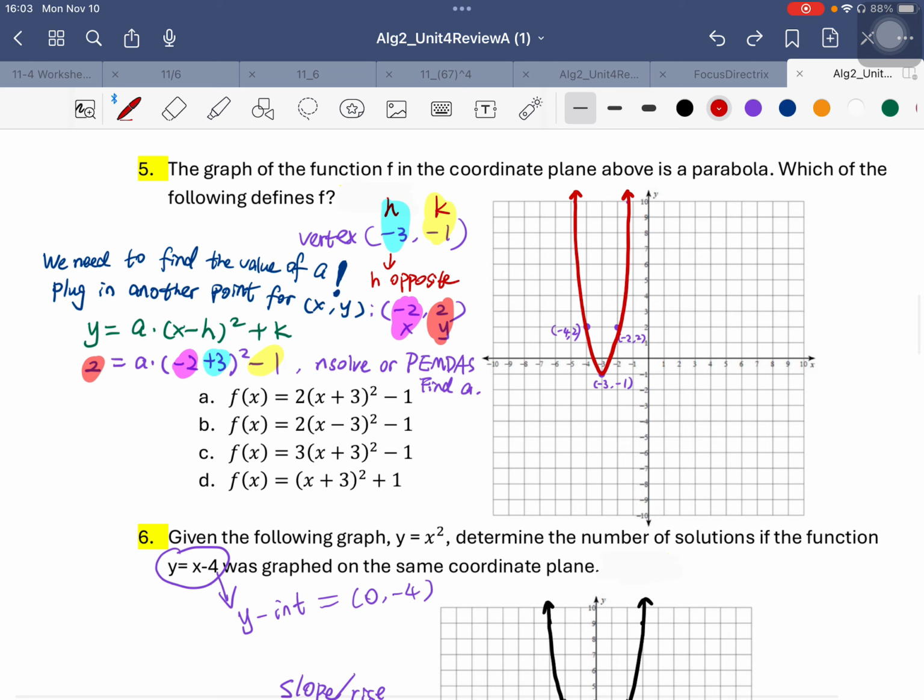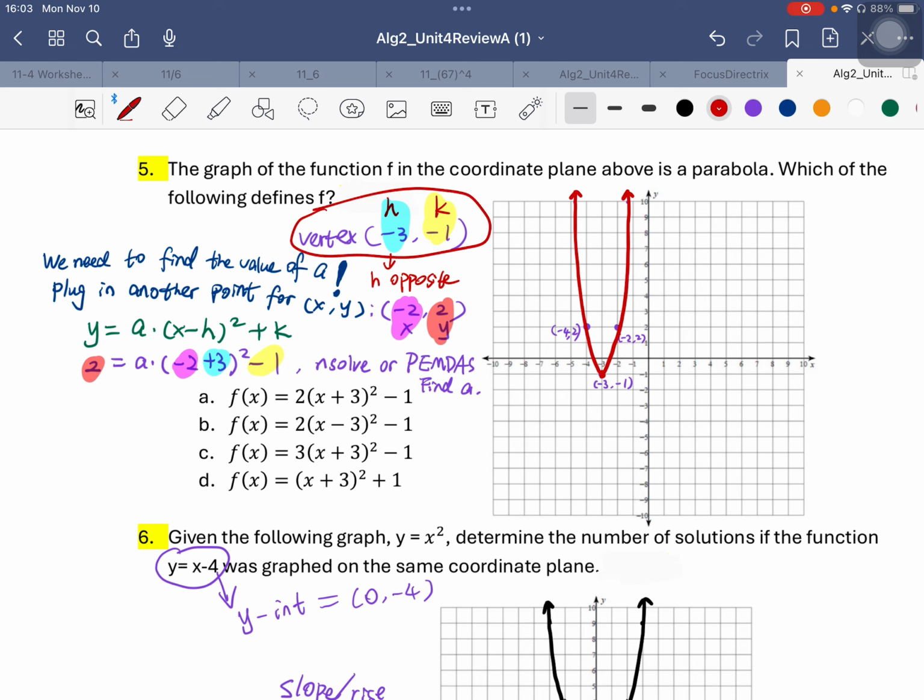Question 5. The graph of the function above is a parabola. Which of the following defines f? So it's asking you, from a graph, to find the vertex form. And from the graph, I know the vertex is -3, -1. It already gives you the vertex.